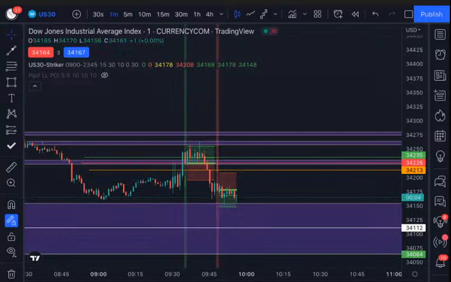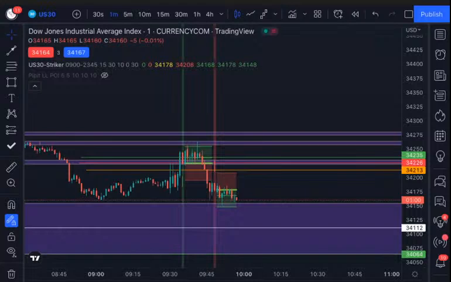It was really neat to see what it's doing at that level, 34155. It's really holding there. That's the breakthrough.